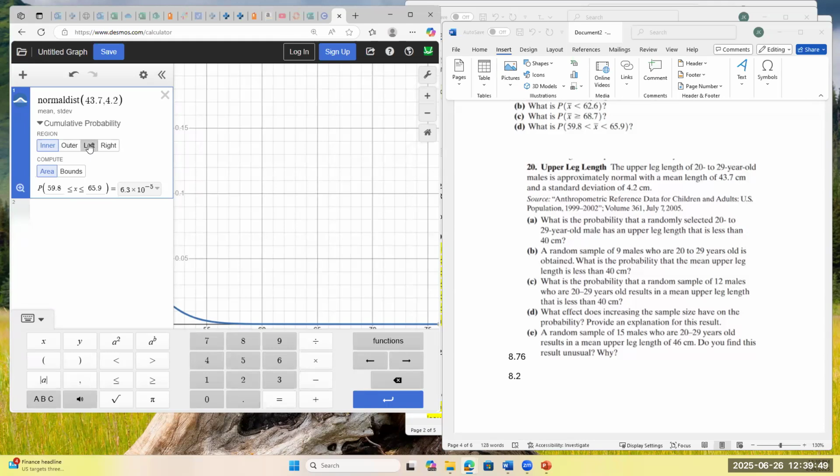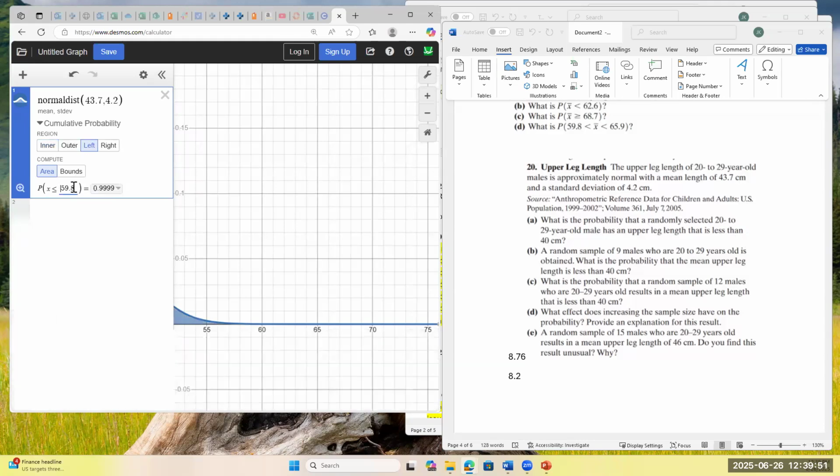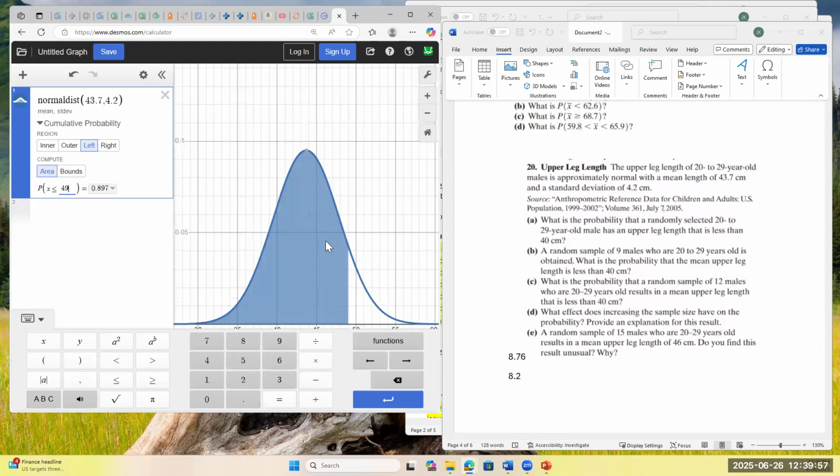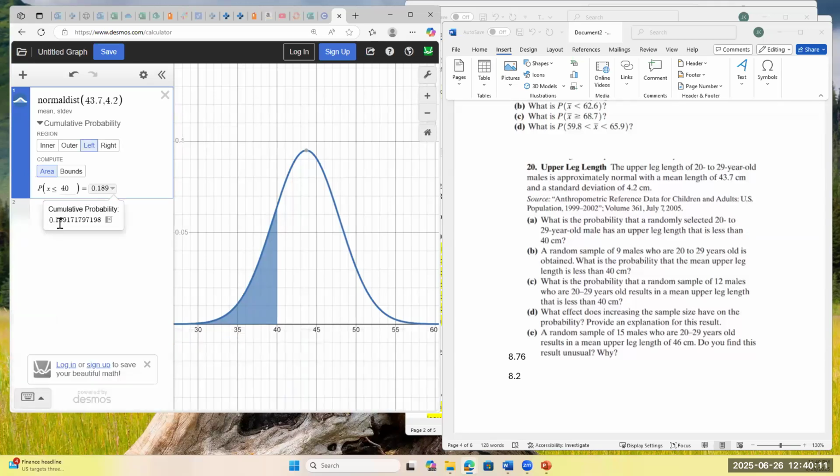So that's going to be a left. We want less than or equal to 40. And you can see pretty good chances that someone has... whoops, I put 49, 40. There we go. Yeah, that makes a little more sense, right? So the mean is here at 43.7. So less than 40 would be a probability of 0.1892.